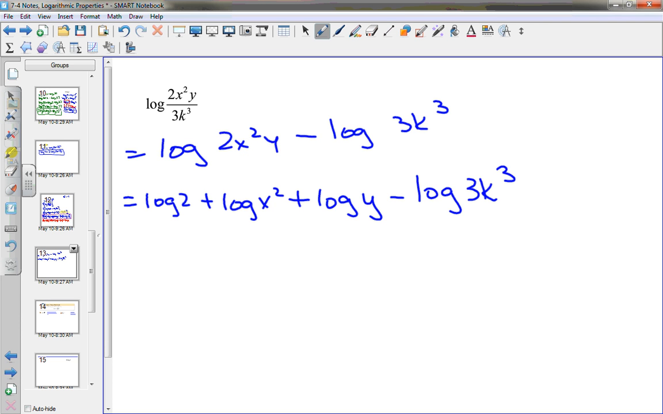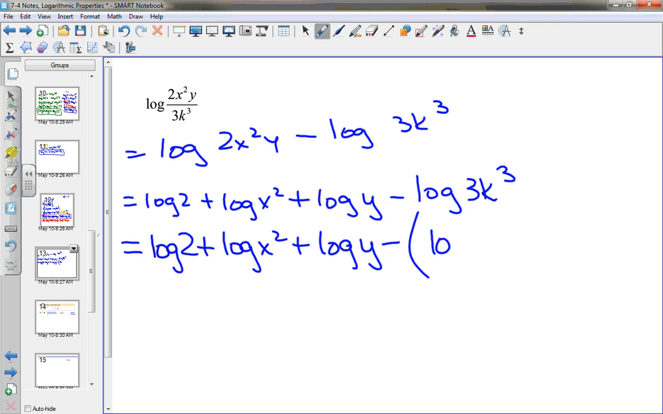Notice I didn't touch that one. Why did I touch the second term? Why does it need parentheses? You can't lose the division because there's more than one term there. So this is log base 2, or log of 2 plus log of x squared plus log of y minus parentheses log of 3 plus log of k cubed. Do you see how I have the parentheses there because I'm subtracting out not just one term now, but two terms? Yay, nay? Now I've gotten rid of every single subtraction and addition.